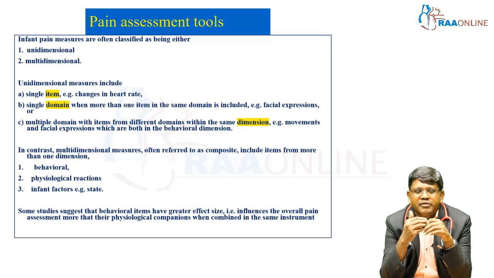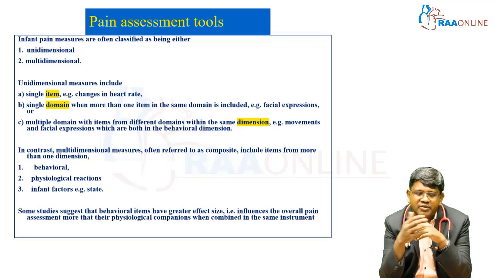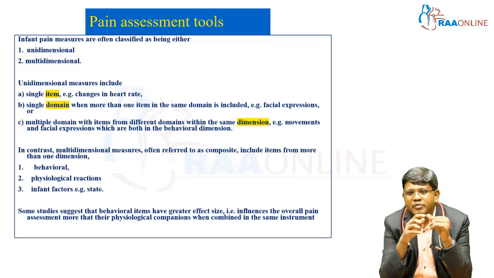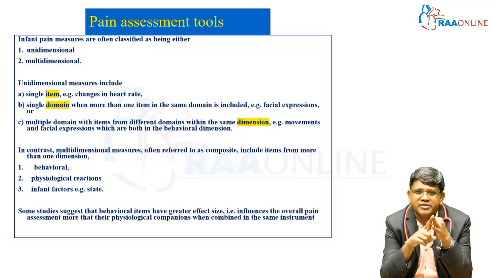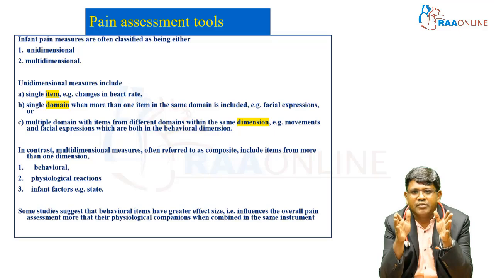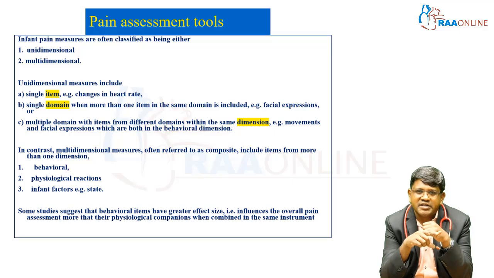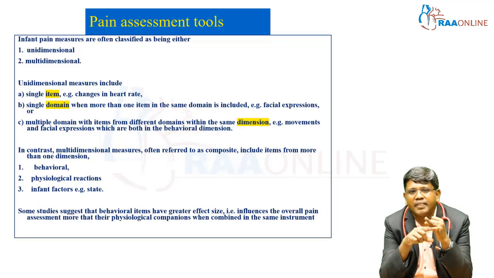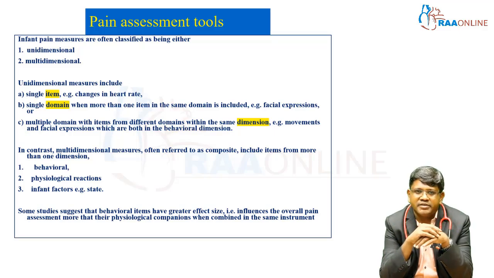Then multiple domains, with items of different domains within the same dimension. For example, body movements and facial expression are both considered as behavior. When we come to the different pain tools, we will talk about autonomic symptoms and behavioral symptoms. In behavior, movement and facial expression together are considered under one domain, one dimension. So the tool includes facial expression and general movements. It is multiple domains within the same dimension of behavior. So that is called multiple domain, same dimension, unidimensional measure.